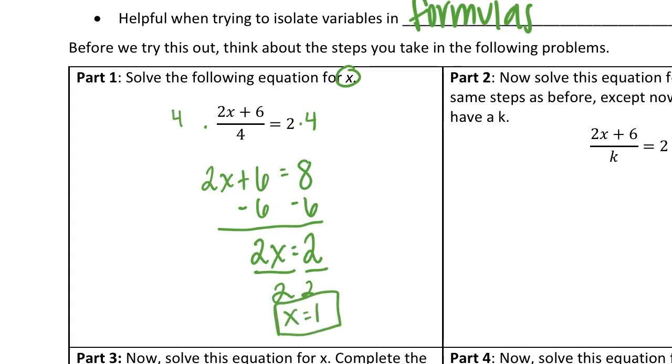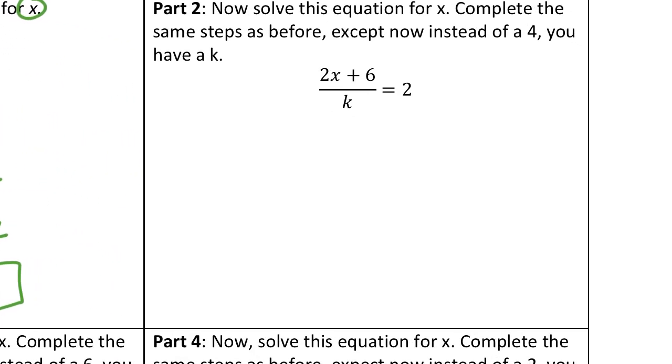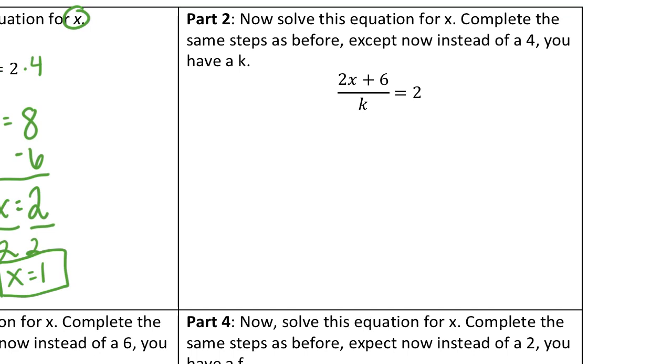Those skills that you use to solve for x, you're going to use when you solve a literal equation as well. We're going to solve that same equation, except now, instead of a 4 in our denominator, you'll see we have a k. This is just getting us used to what a literal equation is. You'll see more than one variable in a literal equation. So if we're trying to isolate this x still, we would still get rid of that denominator. Now, how are we going to get rid of that denominator?